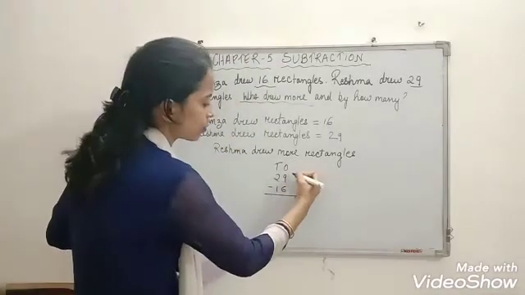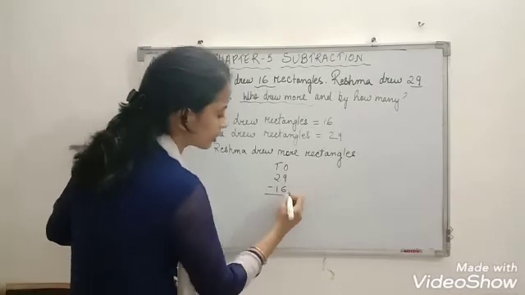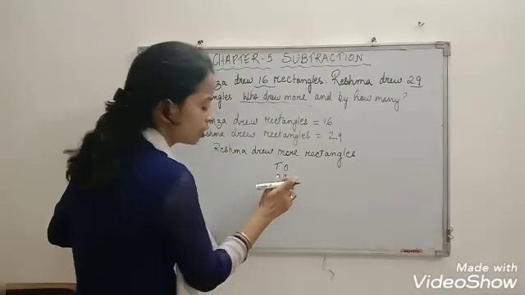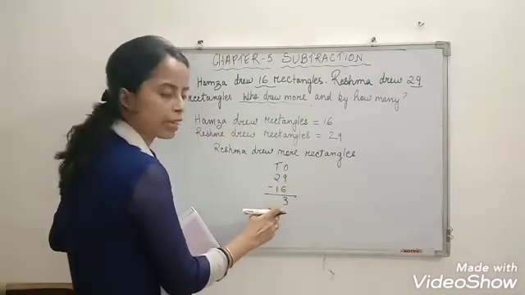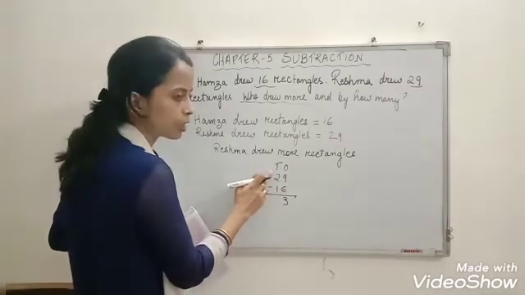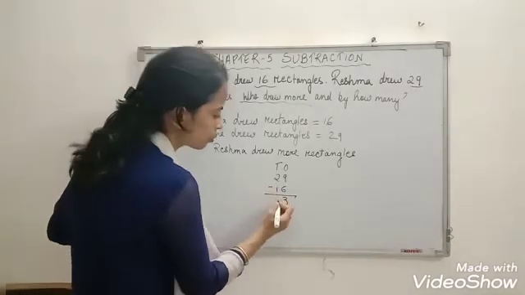Now do subtraction. 9 minus 6 equal to 3. From 9 you cut 6, you will get 3. Now come to the tens place. 2 minus 1, 1.